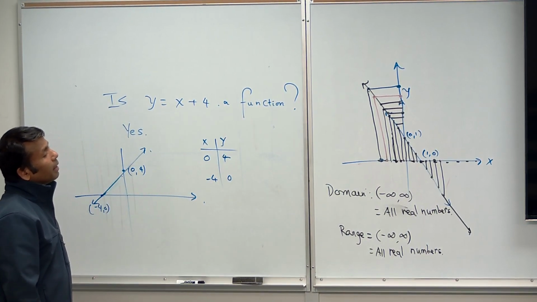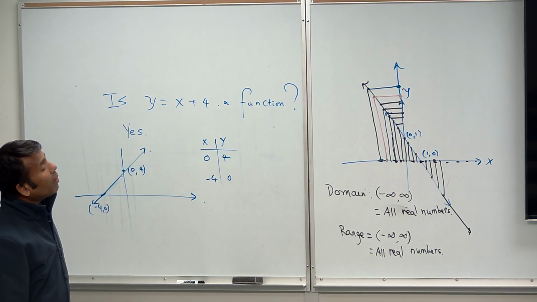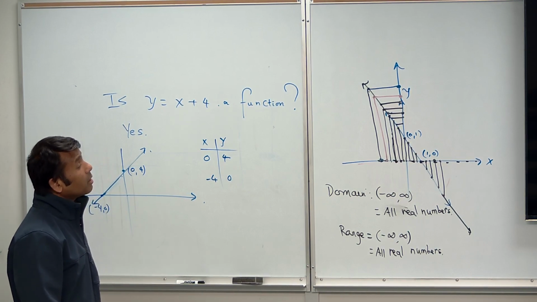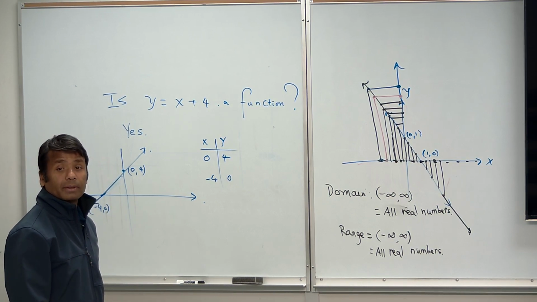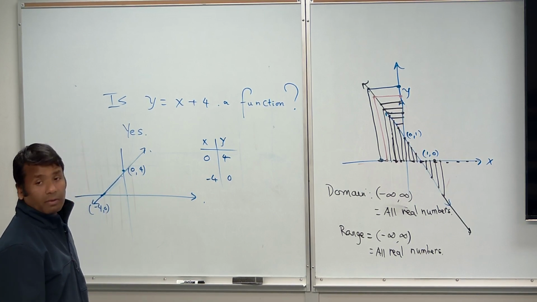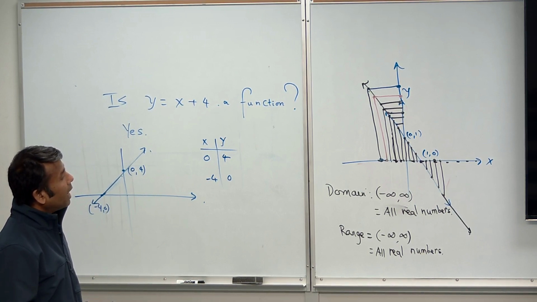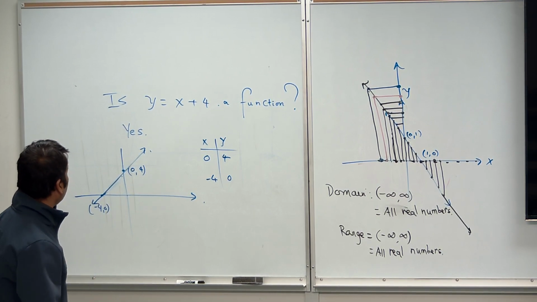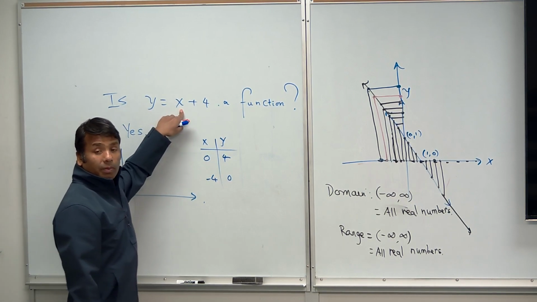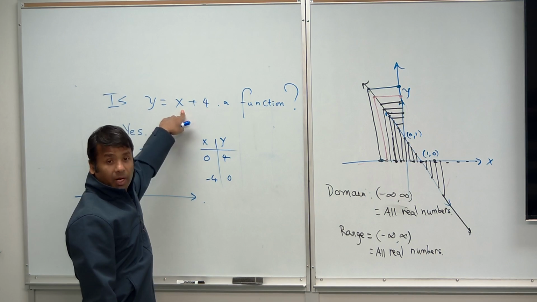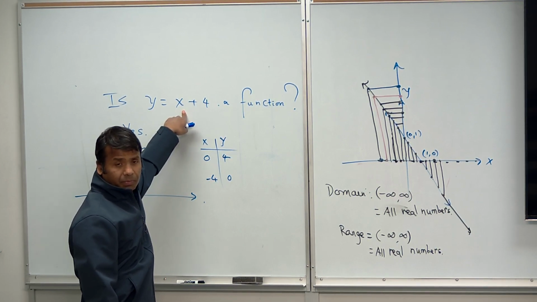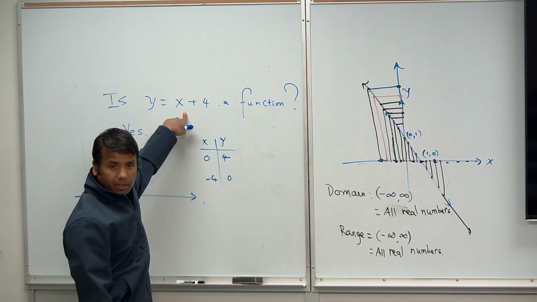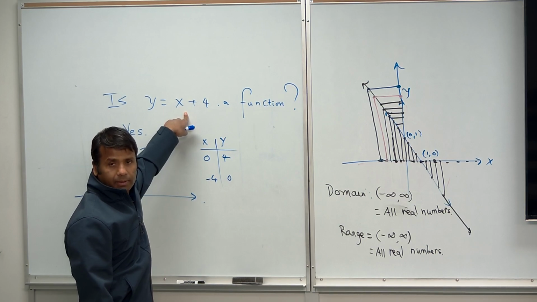In the defining equation or rule, y is always found by adding 4 to x. Thus, each value of x corresponds to just one value of y, and the relation defines a function. And what is the domain? The domain is, you can come up with -∞, positive infinity. Is that right? And the range is also -∞, positive infinity. That makes sense?